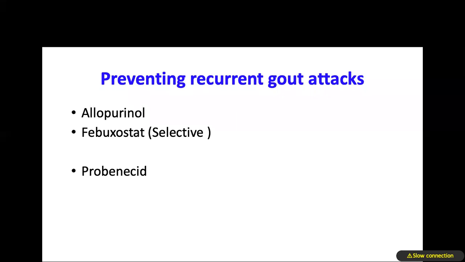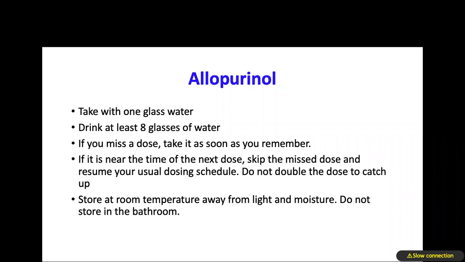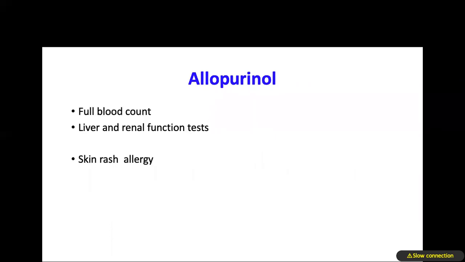But the acute attacks, like in bronchial asthma where you treat them with beta-2 agonists, here you treat acute attacks with colchicine, steroids, or, if the patient's kidney function is okay, with non-steroidal anti-inflammatory drugs. Allopurinol needs to be taken with a lot of hydration, okay? It's very, very important, and there are particular precautions for taking it. Many glasses of water need to be drunk. So you need to check the full blood count, and the renal and liver function before you start.